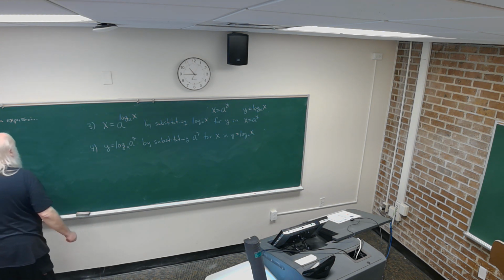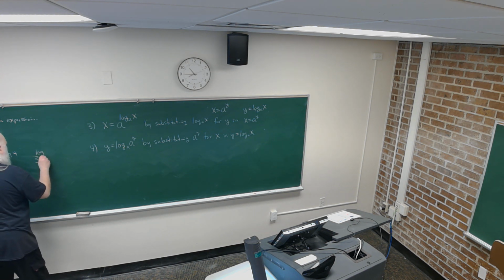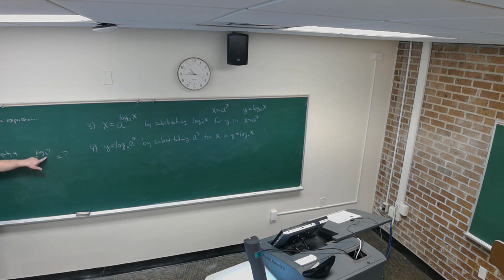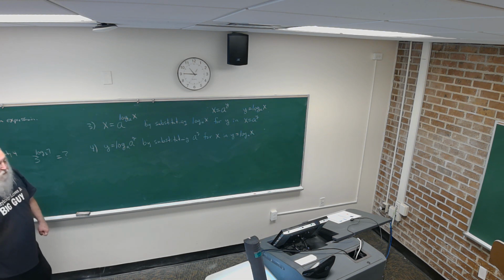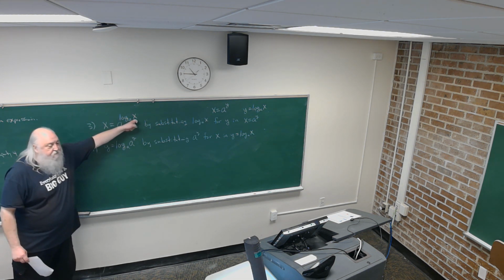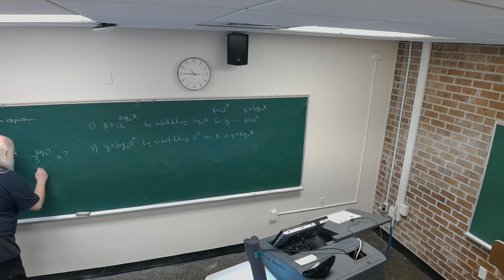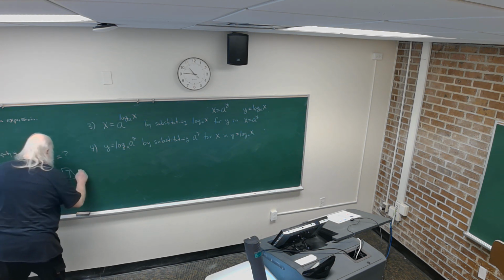Next we have 3 raised to log base 3 of 7. So the exponent is log base 3 of 7. Okay. So we have 3 raised to log base 3 of 7. What does that look a lot like? Property 3, right? Where a is equal to 3 and x is equal to 7. And so 3 raised to log base 3 of 7 is just equal to the input 7, by property 3.